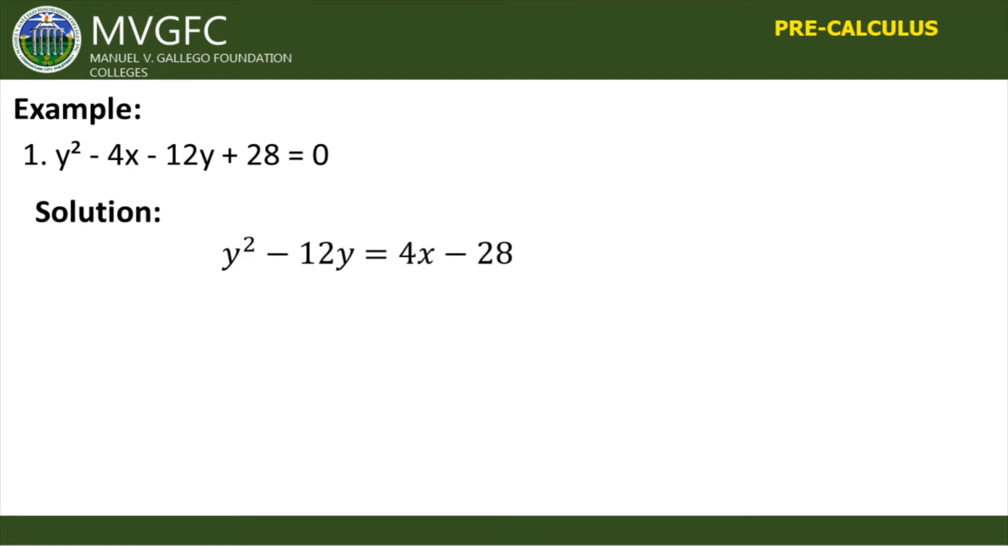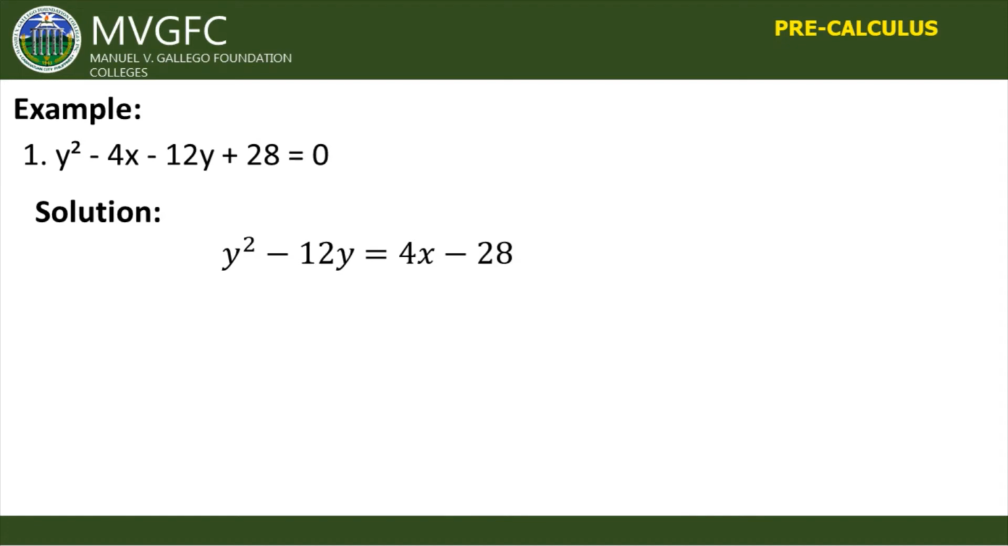So y squared and minus 12y have the same variable of y. And so we are going to separate now the 4x and 28. So we have here y squared minus 12y is equal to positive 4x minus 28, because we transpose the remaining terms to the right side because they don't have any same variables, just like y squared minus 12y, which is y. So we transpose negative 4x and plus 28, or positive 28, so they became 4x minus 28.